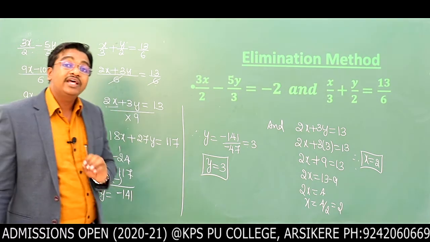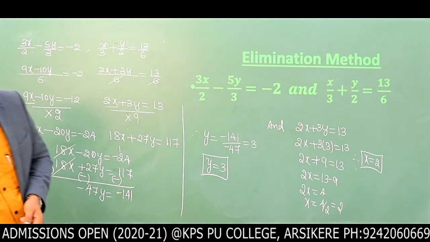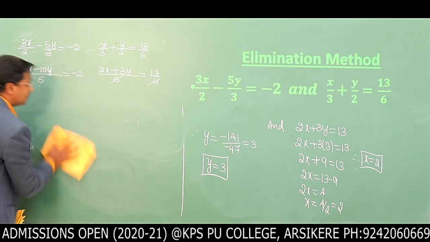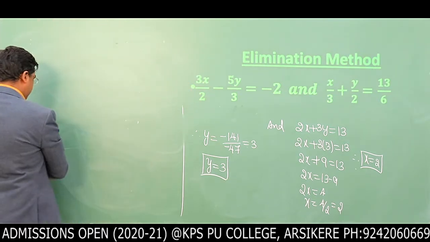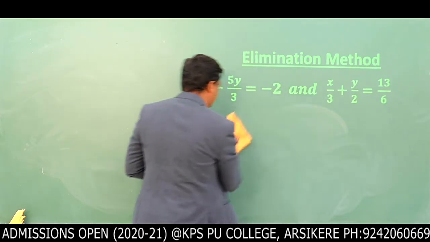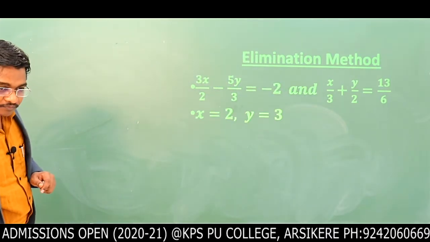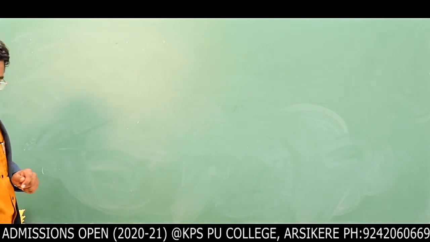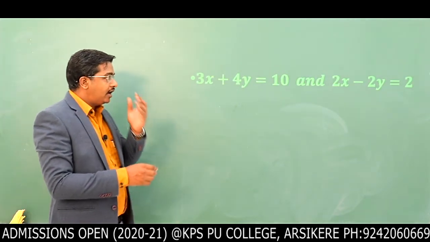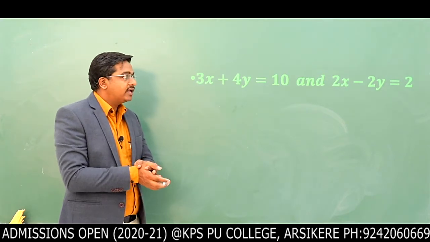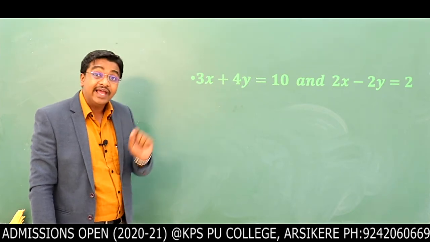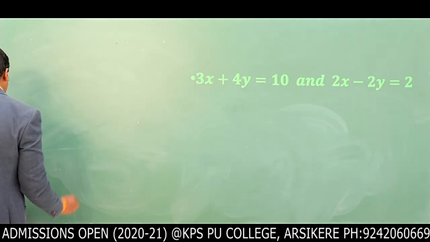Okay, we will move on to the next question. Let's discuss the next question. What is the next question? Next question: 3x plus 4y is equal to 10 and 2x minus 2y is equal to 2. So find the solution of these two equations using the elimination method or cancellation method.